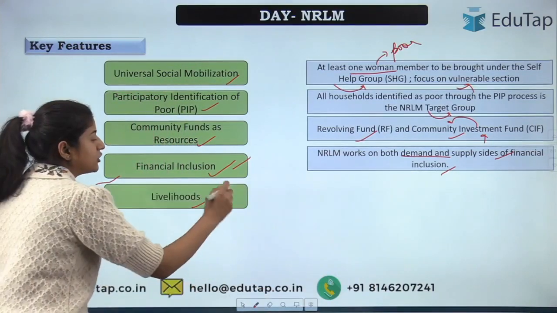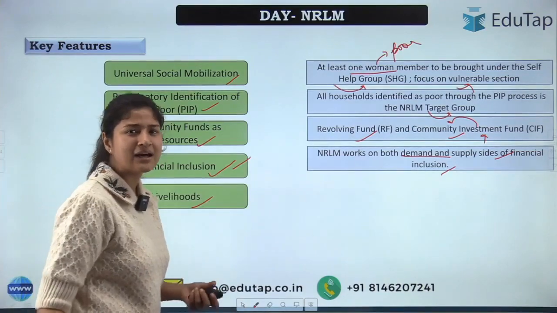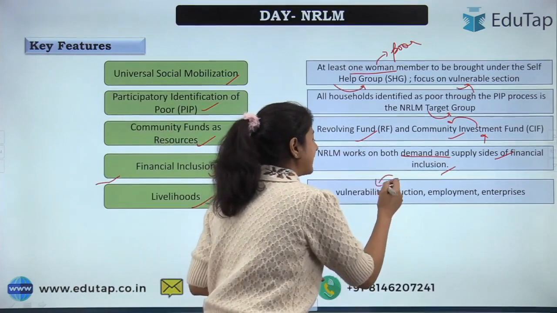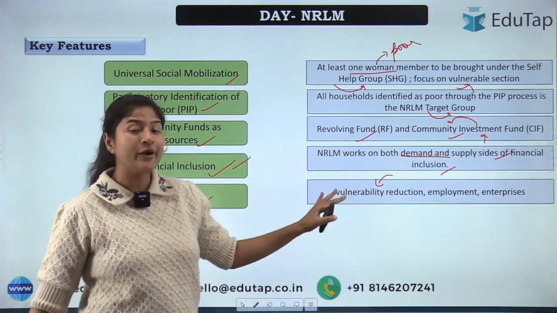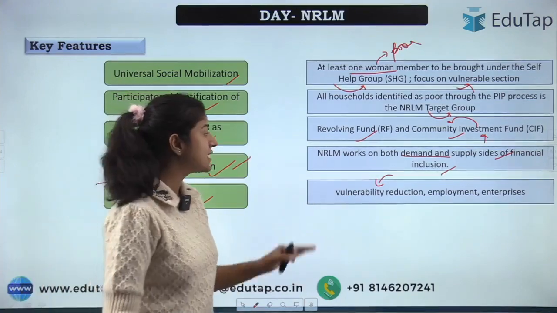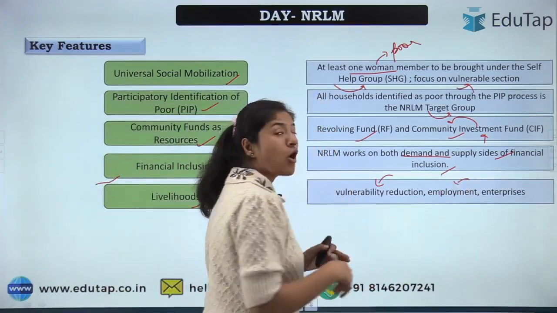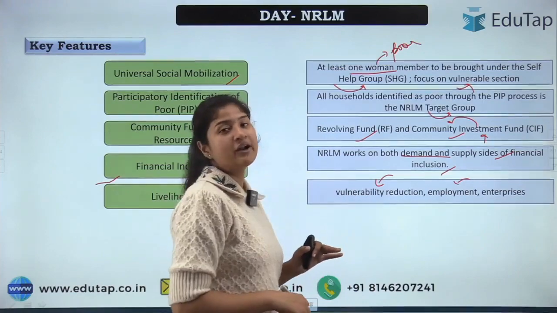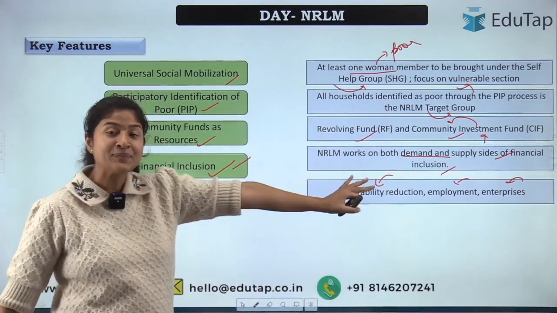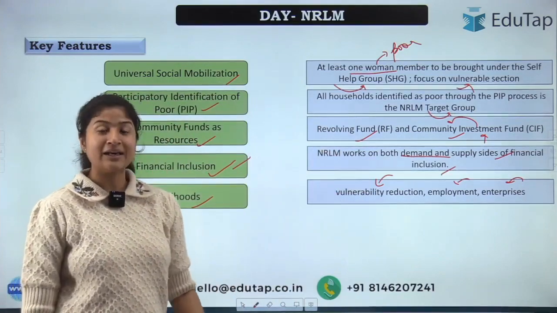Next is livelihood, and the basic aim or objective of that scheme is to first reduce vulnerability. How would it be done? When they are made aware of the various livelihood options, then employment, they would be taught different skills for setting up a business, and finally the enterprises, where they would be with them even when they start up their business, right?